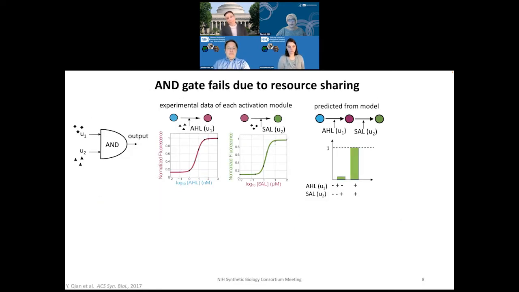So here is an example of an NGate. It is a system that takes two signaling molecules and gives you an output that should be high if both molecules are present. A very simple way to engineer that is to have two genetic activations, each one activated by a small molecule. If you combine them, the model predicts nothing should go wrong: both signals present, output is high.